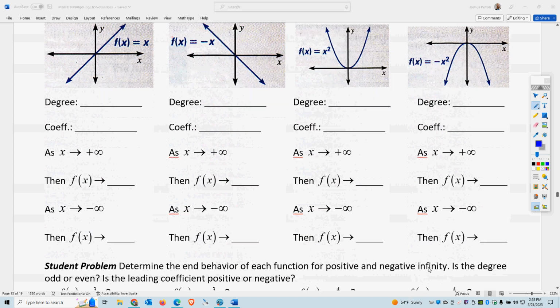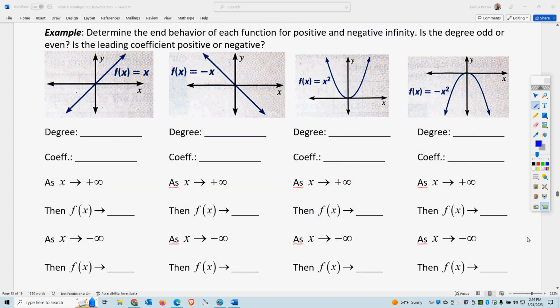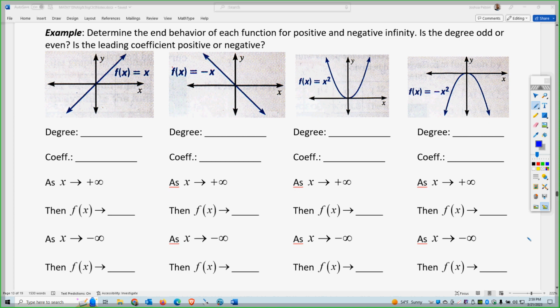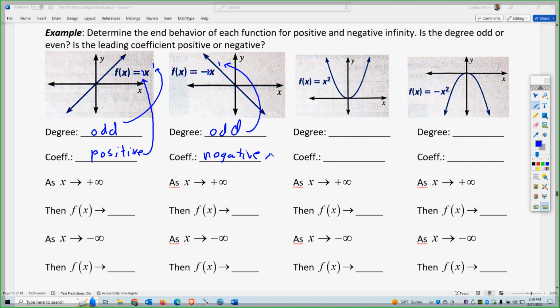Okay, so let's look at these as an example. What is the degree here? Well, it's a 1, so that is odd. The coefficient is positive. The coefficient is negative, right? Because this is a positive 1, an odd 1. This is an odd and a negative, right? Okay, so as x goes in the positive direction, right? That's what we're looking at here.